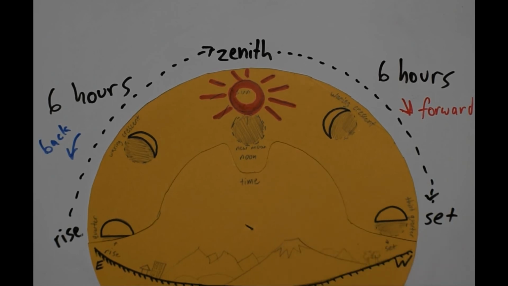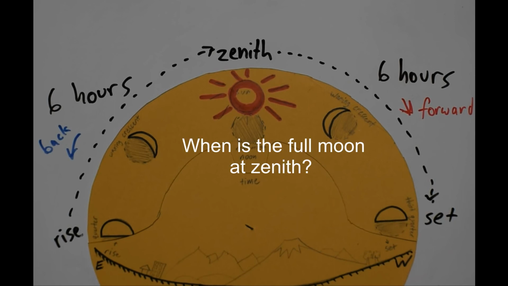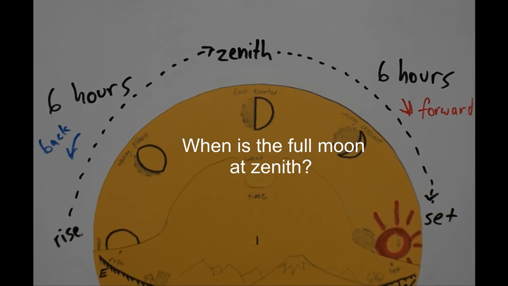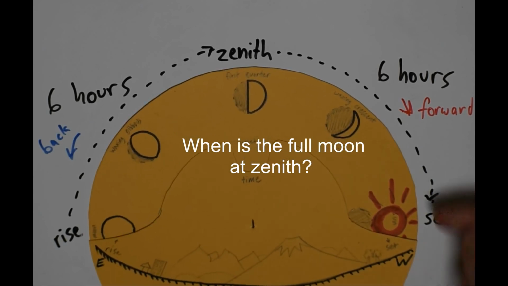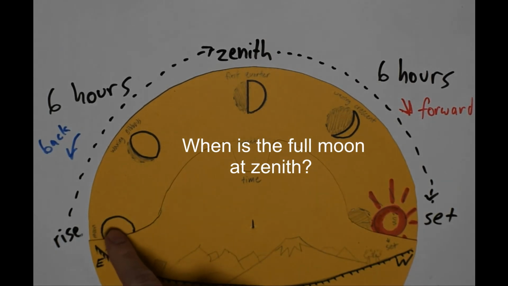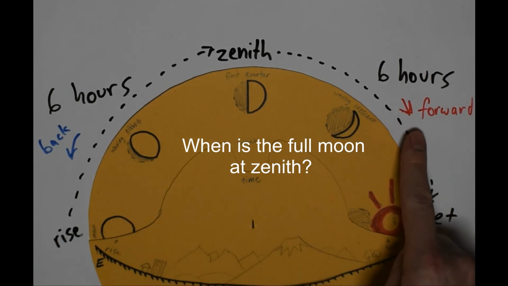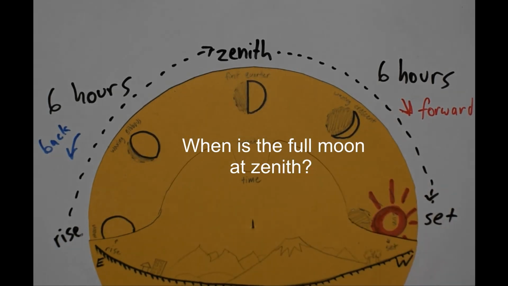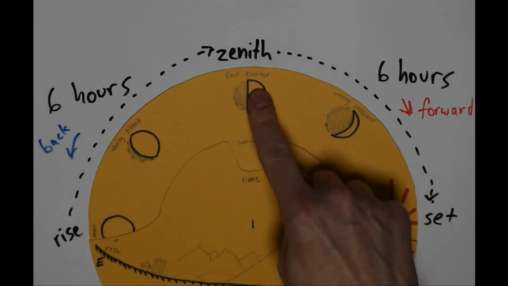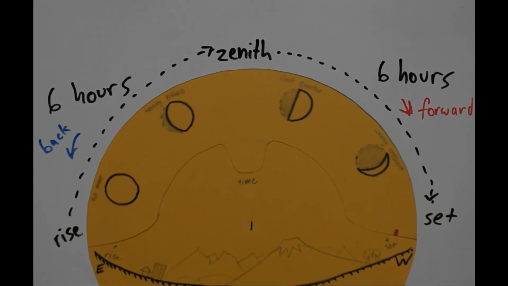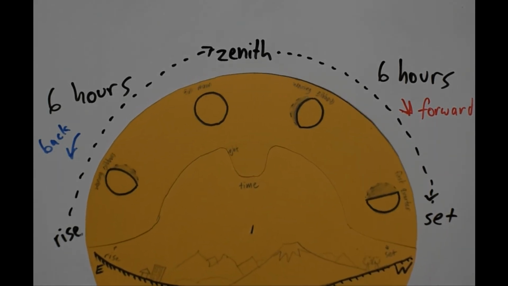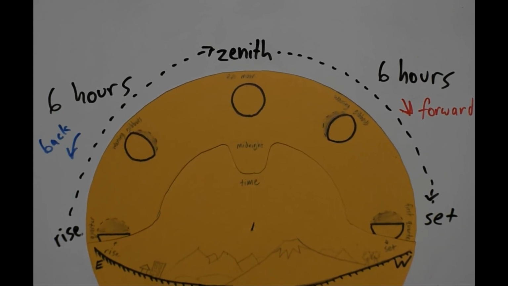All right, let's try another example. When is the full moon at zenith? So again, let's go back to sunset and start there. Here's full moon. So now we need to go forward 6 hours. We want this moon to be here. Okay, now we have full moon at zenith, and the answer is midnight. Full moon is at zenith at midnight.